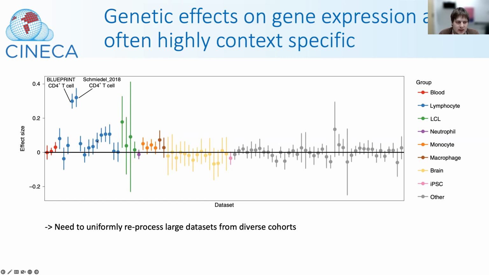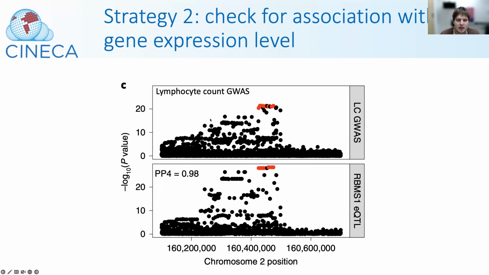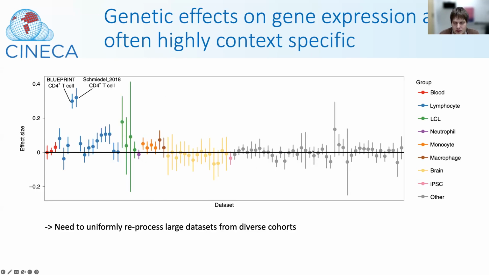So here, what we did is we picked the same variant associated with lymphocyte count and looked at it across many different cell types and tissues in the eQTL catalog. And what we see is that we only see significant association with the expression level of RBMS1 in lymphocyte subtypes, especially in CD4 positive T cells. And if you look at other, for example, brain tissues or other tissues in the body, we see no association. So we only see this in a particular subtype of T cells.